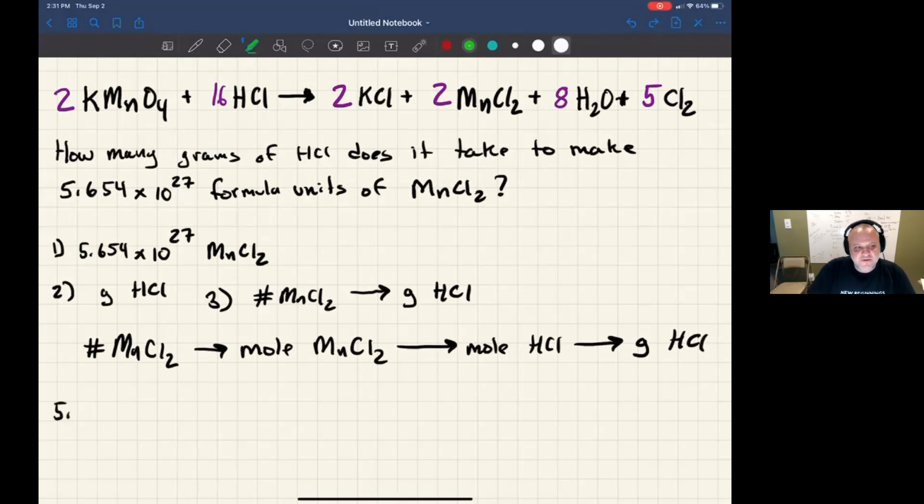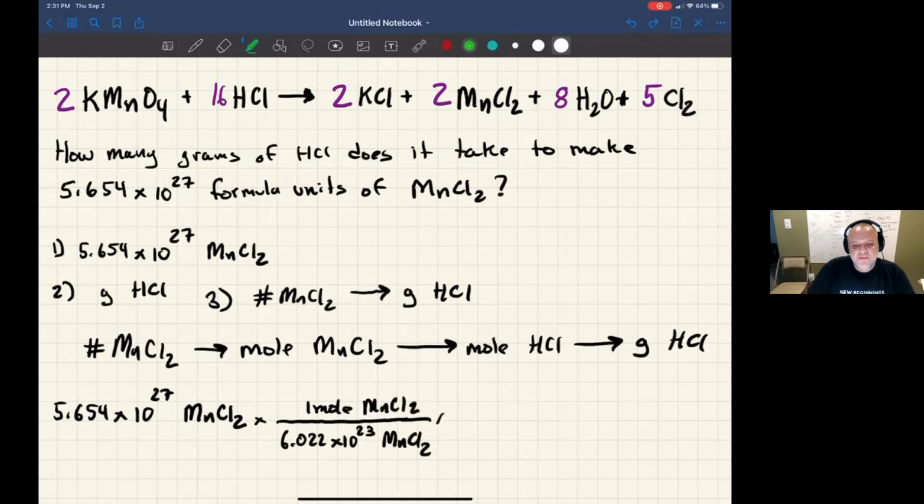So putting it all together, 5.654 times 10 to the 27th MnCl2. I can use Avogadro's relationships to convert that to moles of MnCl2. Then I use the stoichiometry in the reaction. 2 moles of manganese(II) chloride requires 16 moles of HCl. And the mass of HCl is 1 mole per 36.458 grams of HCl.